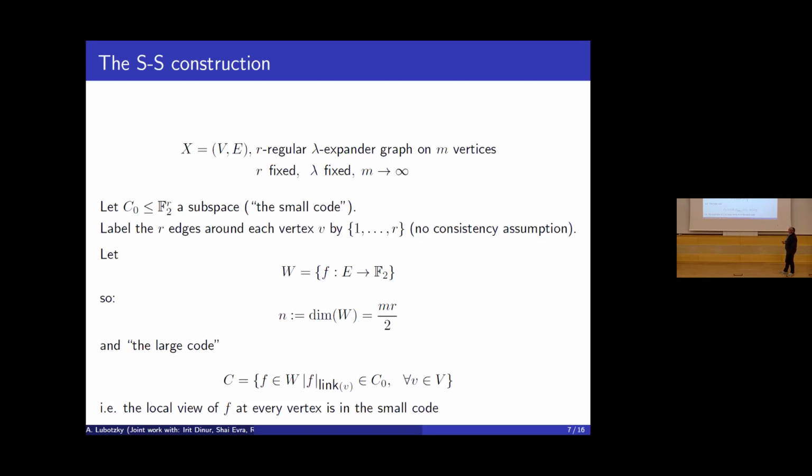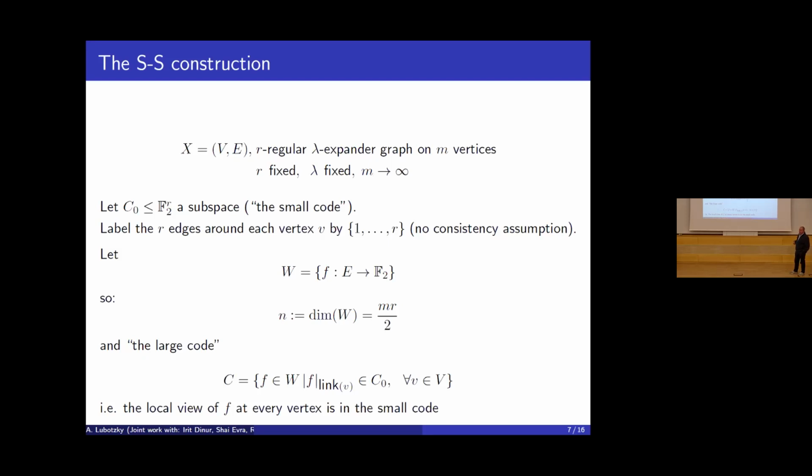We label the R edges around every vertex v by the numbers 1 up to R. You write the numbers 1 up to R around every vertex, and I don't assume any consistency. If I look at an edge from one side, I can get the number 7, and from the other side, we get the number 5. Just label it in any way you want. And then look at the vector space W of all functions on the edges of the graph, functions to F2. So if you want to visualize that, on every edge, you put either 0 or 1. What's the dimension of this space? Of course, the dimension is the number of edges. What is the number of edges of an R-regular graph on n vertices? It is simply n times R over 2.